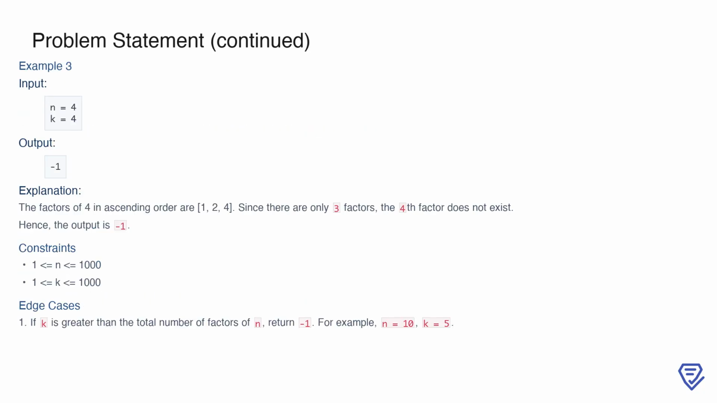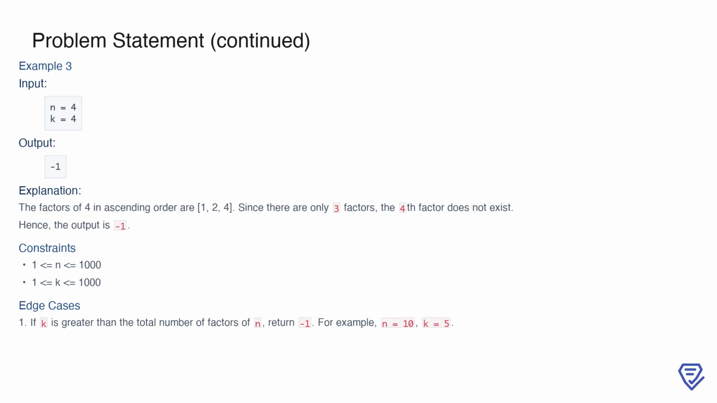In the third example, the input is n equals 4 and k equals 4. The factors of 4, in ascending order, are 1, 2, 4. However, there are only 3 factors, so the fourth factor does not exist. As a result, the output is -1.